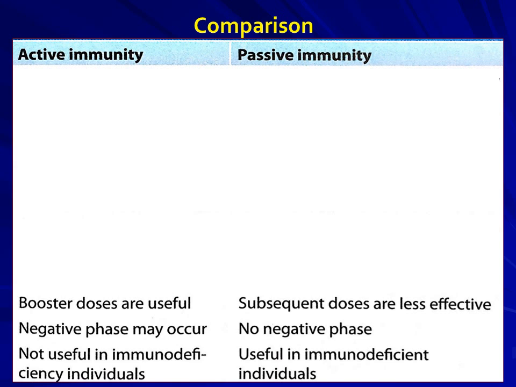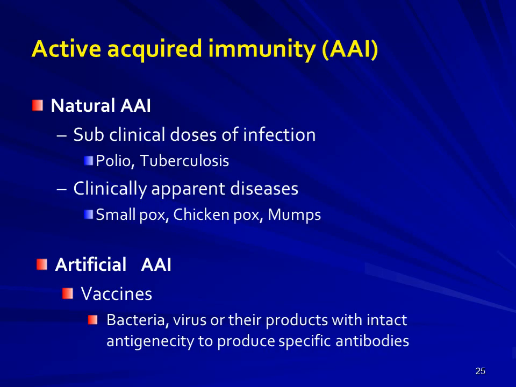And in case of passive immunity, subsequent doses are less effective with the same antibody, and there won't be any negative phase in the production of the immune response. Soon after you give them, the antibodies enter into the blood and start protection. And they are more useful in immunodeficient individuals, where the individual's immune system is not working in the production of immunity. And the next one is active acquired immunity.